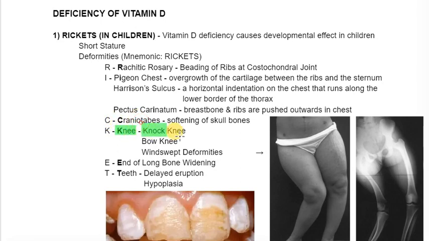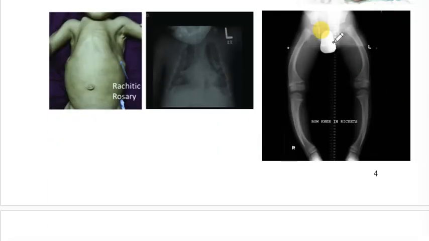And we can see some symptoms, deformities in the knee. One is a knock knee, one is a bow knee, and one is a windswept deformity. Right over here you can see a windswept deformity, and here we have the x-ray. And the bow knee you can see over here, this is found in children, in rickets.